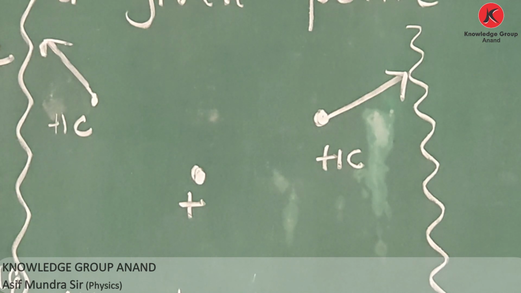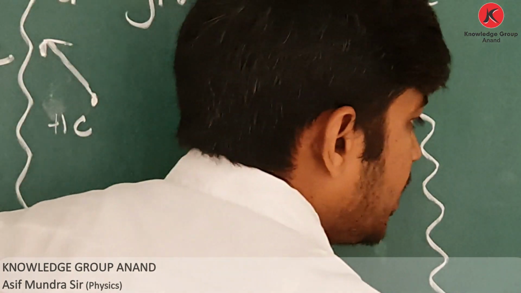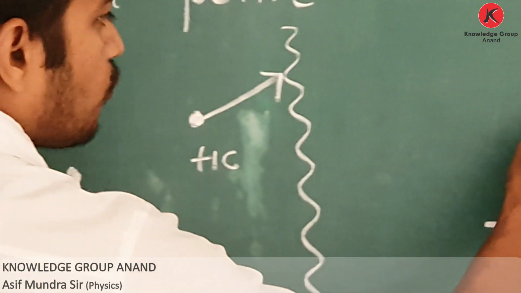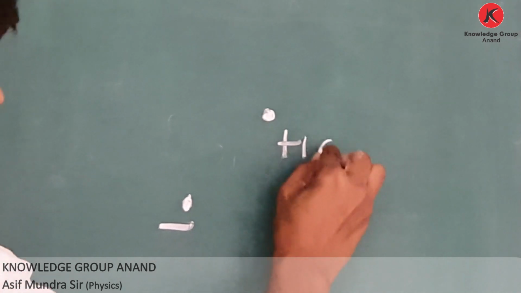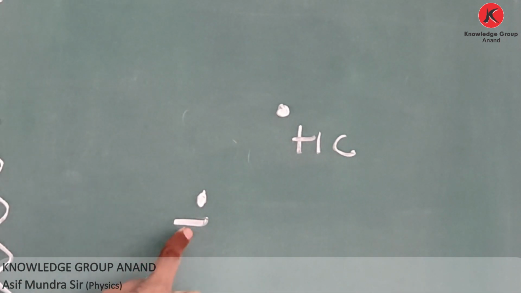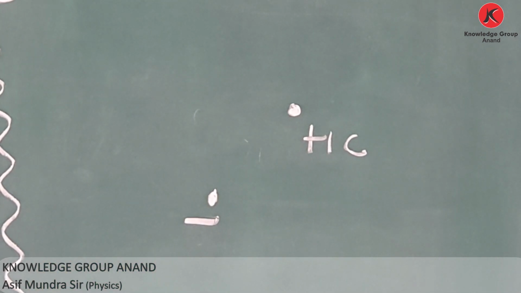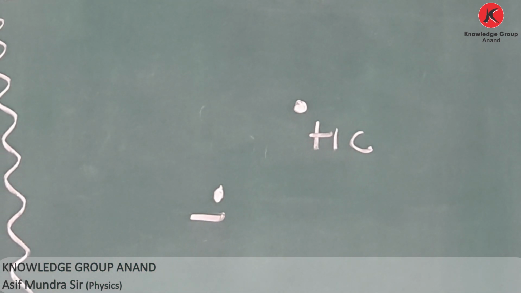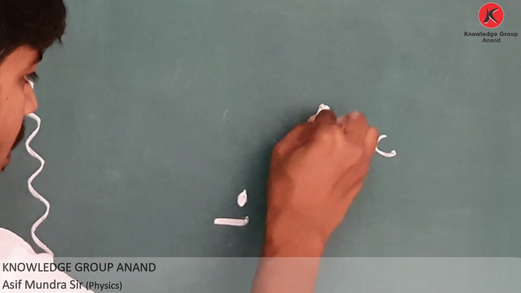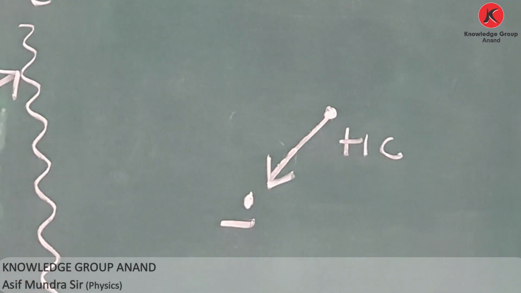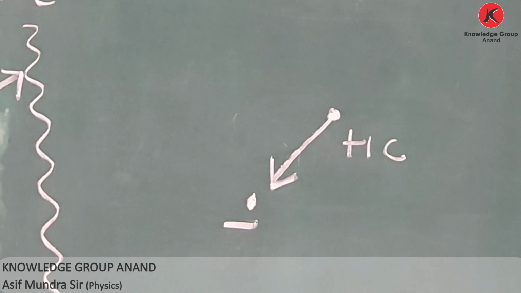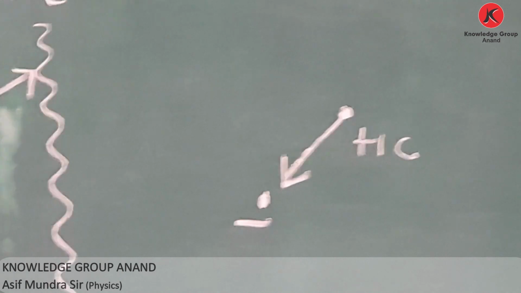Clear? For a negative charge, if you want to find the direction of electric field at this point, you have to place a unit positive charge. Due to this negative charge, which type of force is acting on the unit positive charge? Yes, attractive. And due to the attractive force, the vector is towards the charge. Clear?